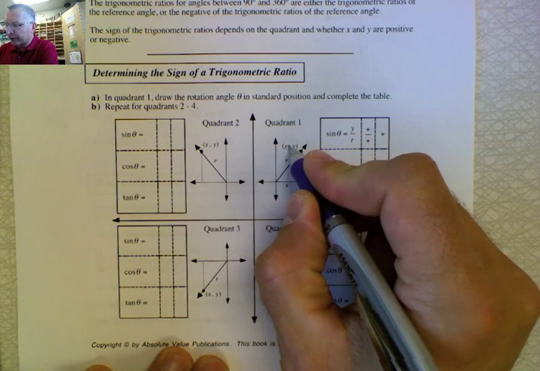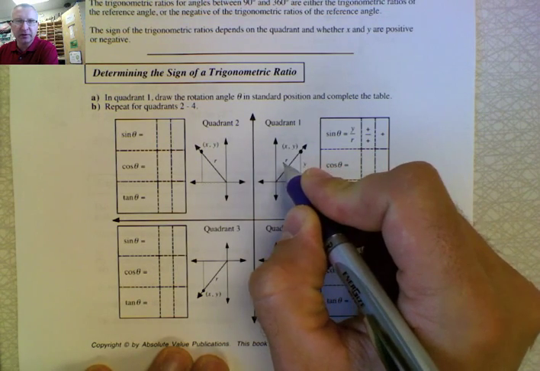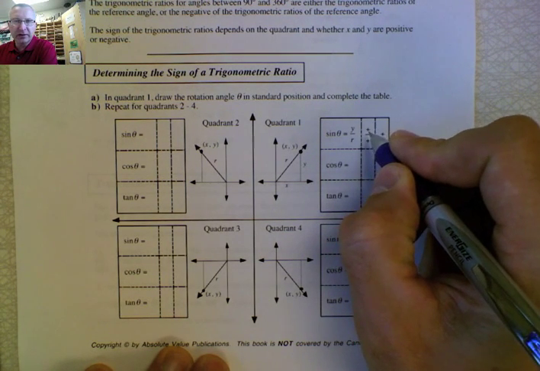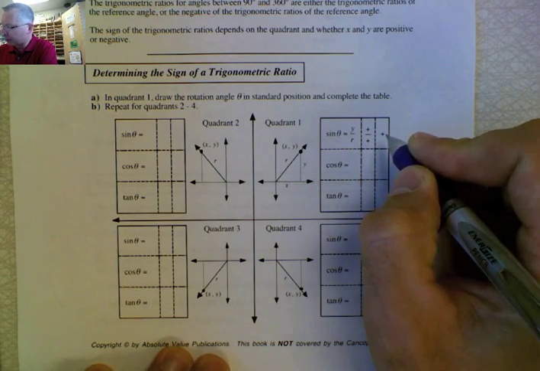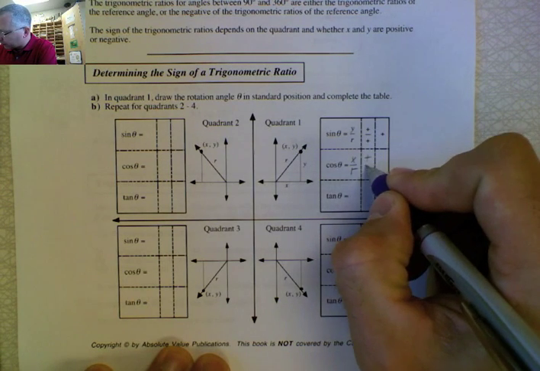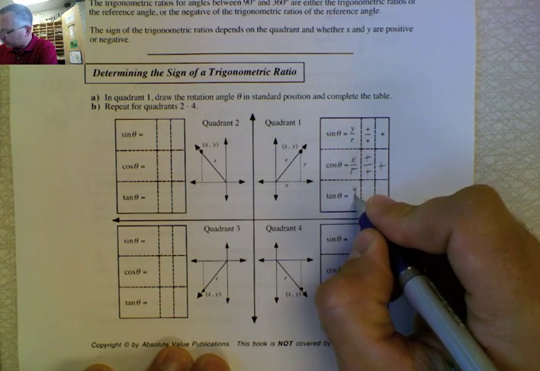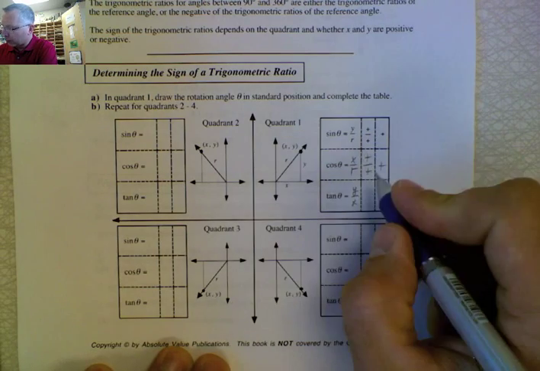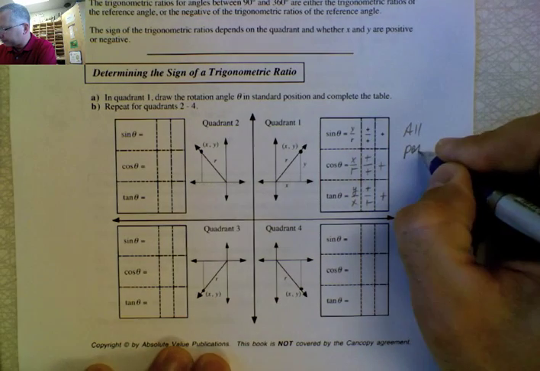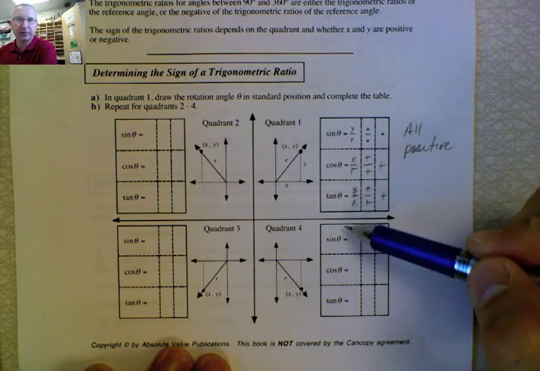If you look in quadrant 1, this coordinate x, y is positive. X is positive and y is positive, and so is r. So if we look at y over r, y is positive and r is positive, so sine is positive. Cosine's x over r. X is positive, r is positive, so cosine is positive. And tangent is y over x. Both the x and the y are positive here, so tangent's positive. So in quadrant 1, all trig ratios are positive: sine, cosine, and tangent.